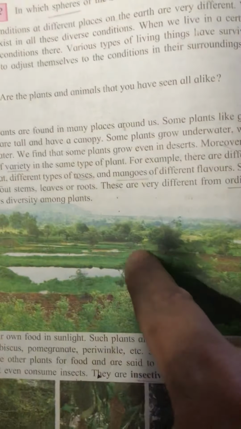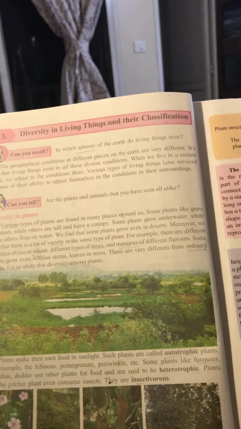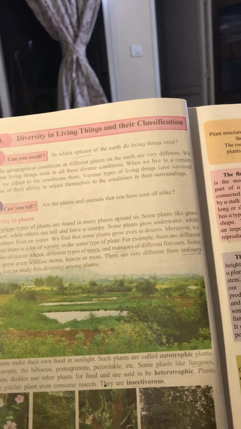Now, plants make their own food in sunlight. Such plants are called autotrophs, those who prepare their own food. For example, the hibiscus, the pomegranate, the periwinkle, etc. Some plants like fungi and loranthus use other plants for food and are said to be heterotrophic. Autotrophic means they make their own food. Heterotrophic means they depend on other plants; they do not have chlorophyll, so they cannot prepare their food.